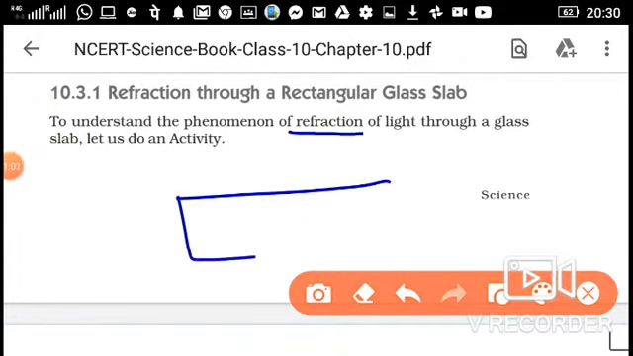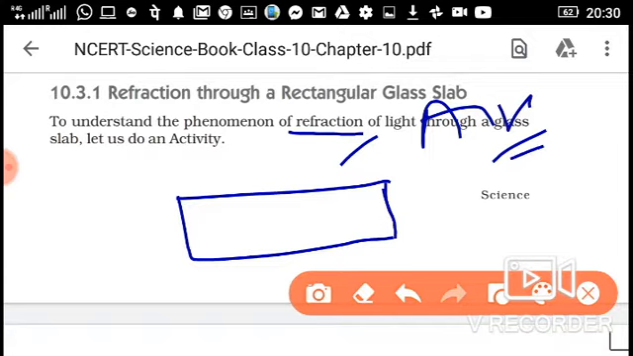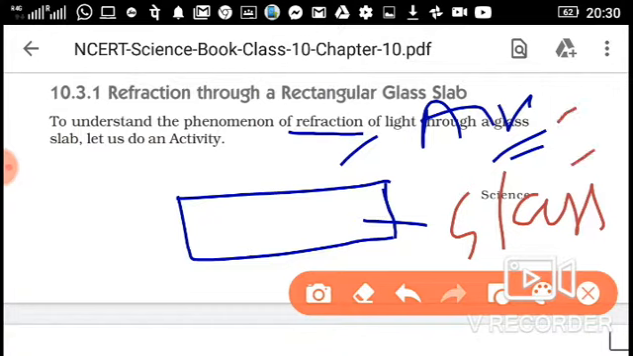when it travels from one medium to another. So suppose this is air and this is glass slab. Or you can write, this is glass. So there are two media. First is air and second one is glass. When light enters from air to glass, then it bends. So this bending of light when it enters in another medium is called refraction.